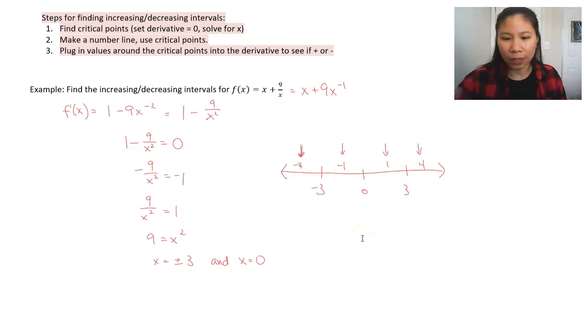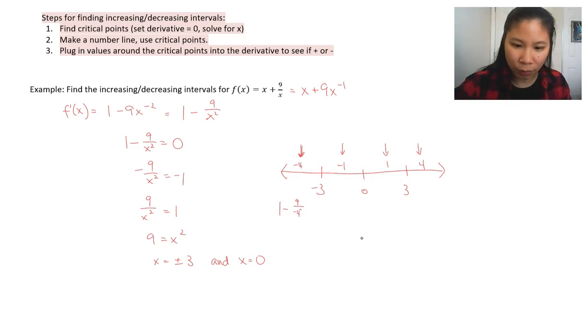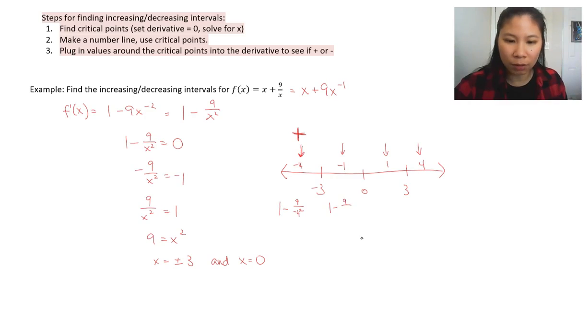Up to you. Okay, so plugging in -4 into my derivative, I end up with 1 minus 9 over -4 squared, 9 over 16, and then subtracting that from 1, I end up with a positive number. Plugging in -1, 1 minus 9 over 1 is going to be negative. 1 minus 9 over 1 squared is still negative. And 1 minus 9 over 4 squared is going to be positive. Okay, there we go. Got my pluses and minuses.